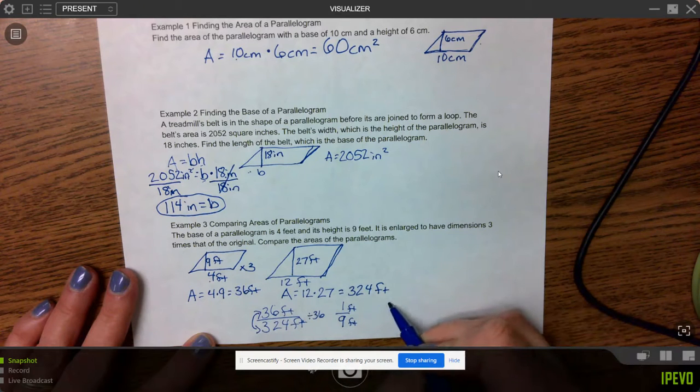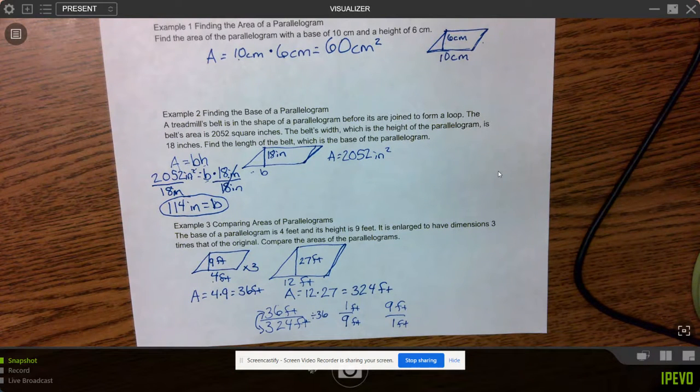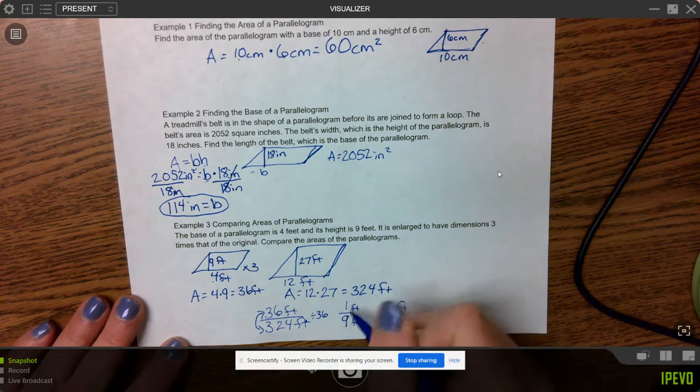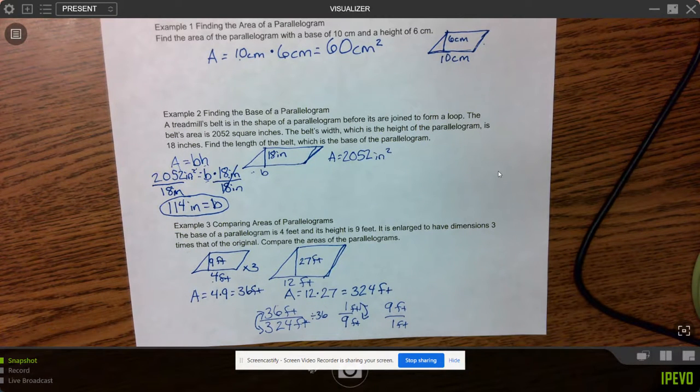So it should have been 9 feet over 1 feet. So it is 9 times bigger. So you would put the bigger area on top, the smaller area on bottom. So that way you can see how much bigger the larger area is. So when we looked at this, when we divided it by 36, it should have been flipped like that. So it's 9 times bigger. So we want that larger area on top, the smaller area on the bottom.